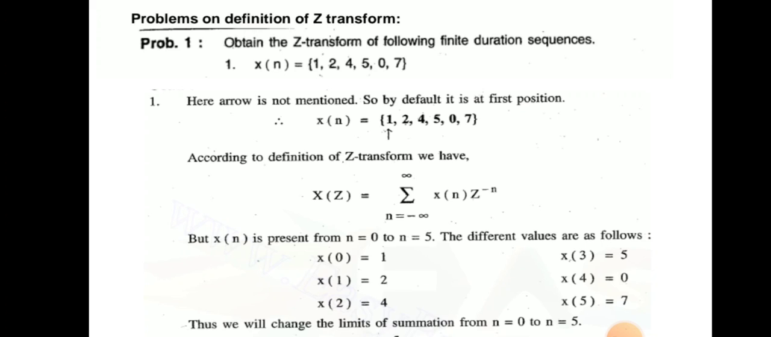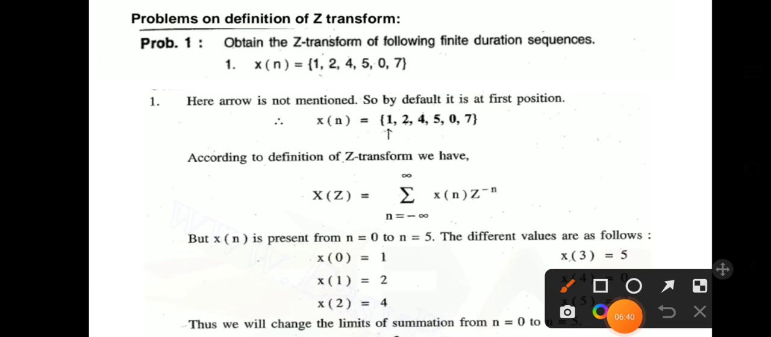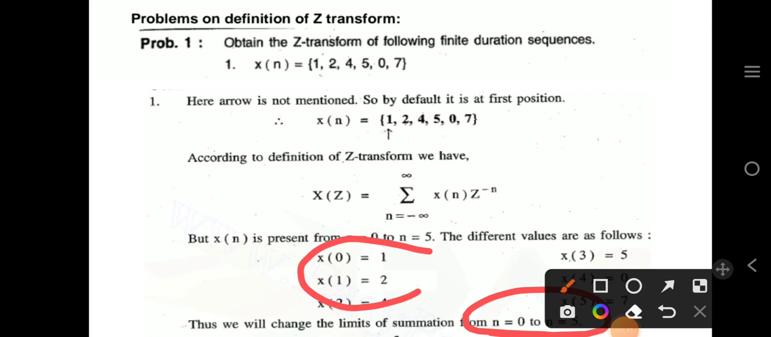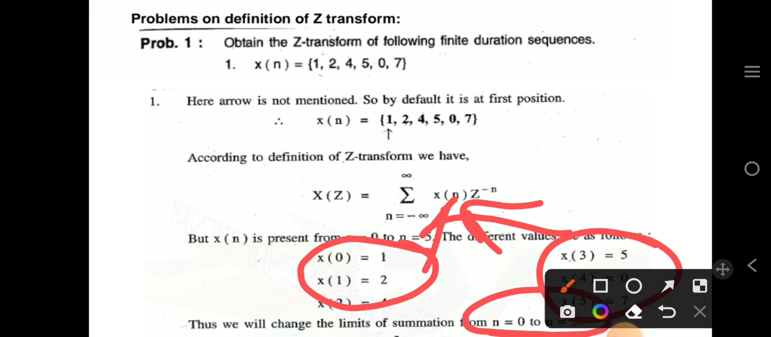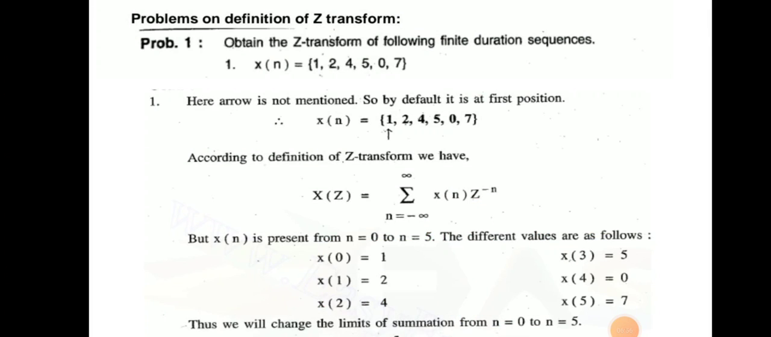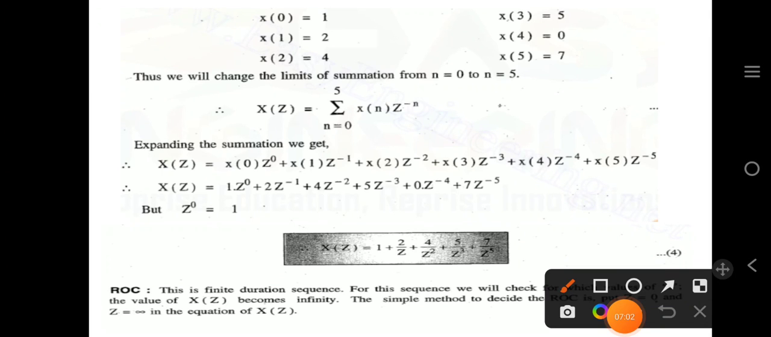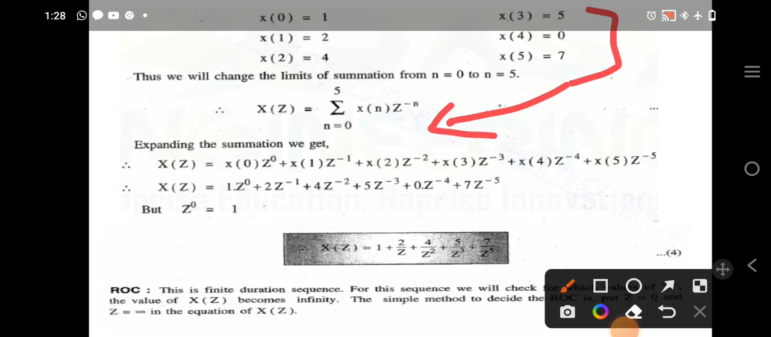Thus when we put all these values in the above equation, it will change the limits of summation from n equals to 0 to n equals to 5. Now what we have to do, we have to change the limits like this, n equals to 0 to 5. Then we have to put all these values in the above equation. After that you will get the final equation. Now you can see these values we have to put in this equation.